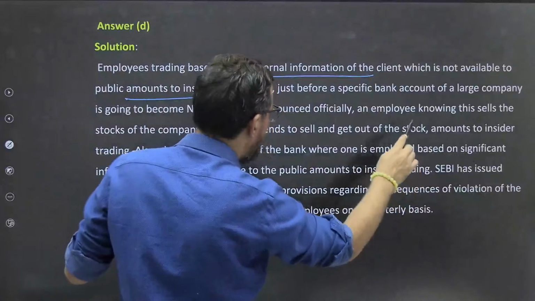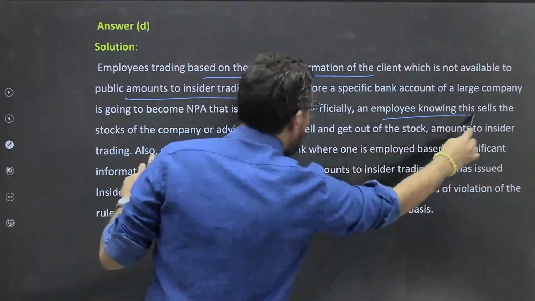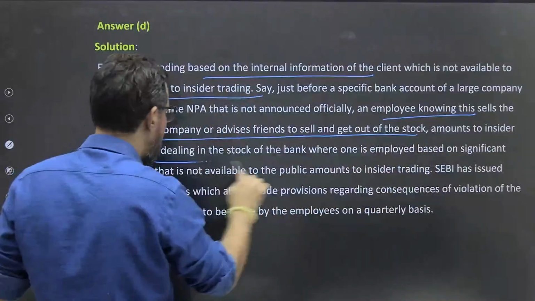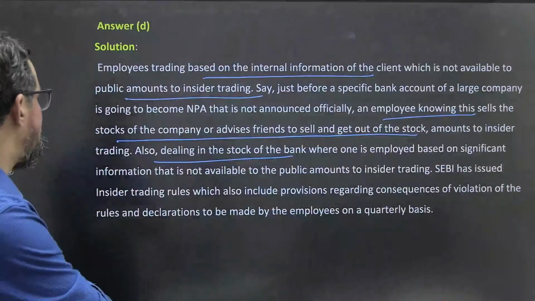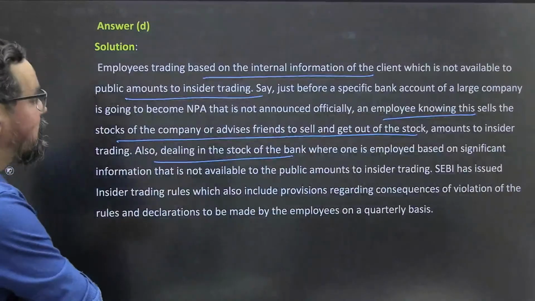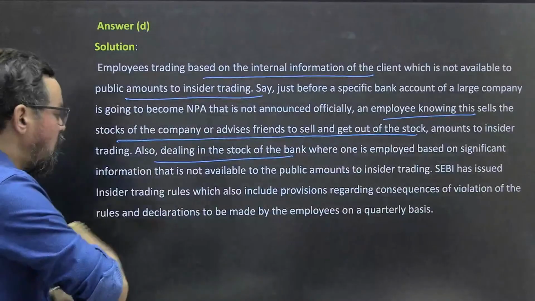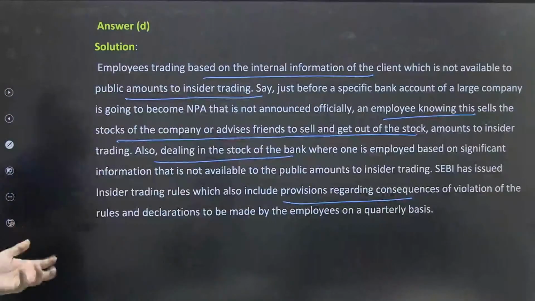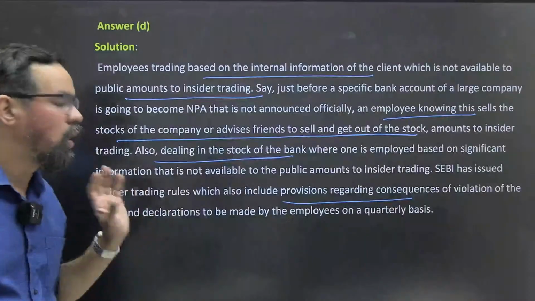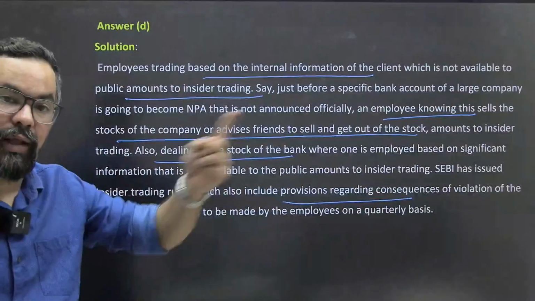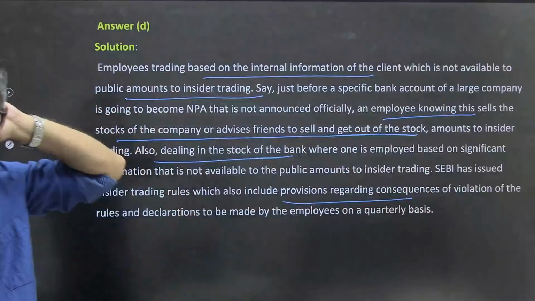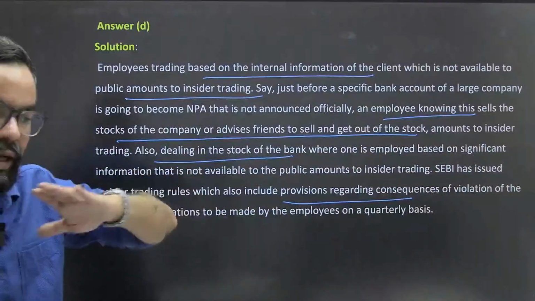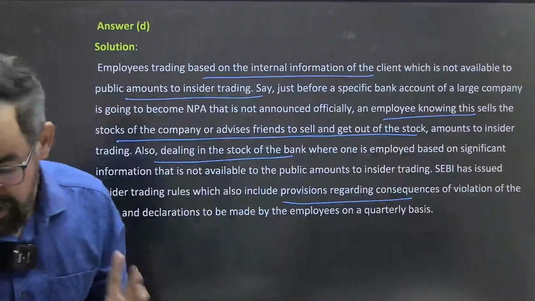Next statement: an employee knowing this sells stock and the company advised to sell, this amount of insider trading. Dealing with stock banks and all, significant information available to the public. SEBI has issued insider rules which also include provision regarding the consequences of violation of the rule and declaration to be made by employees on quarterly basis. They have to declare that they are not holding the shares of that company, or if they held them before joining or before that position, they stay with that. So that is the case in this one.